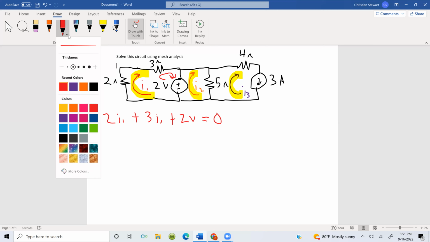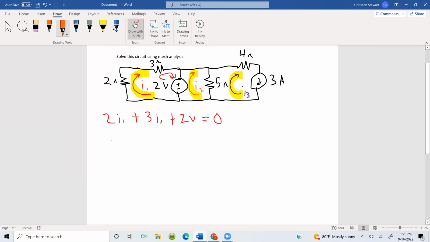Now coming to I2, write this equation in orange. So the first term is minus 2 volts, and that's because we're coming into the negative terminal of the voltage source right here. And then plus 5 times (I2 minus I3) is equal to 0. And it's I2 minus I3 because I2 is coming down the 5 ohm resistor and I3 is coming up the 5 ohm resistor, opposing it.